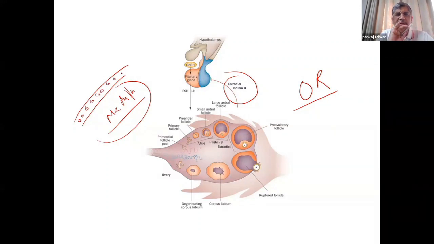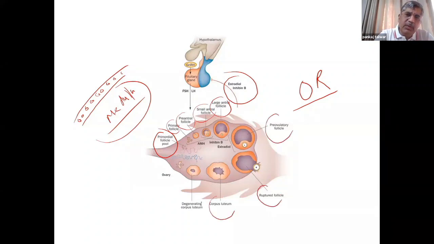They are at different ages of growth. So we have a primordial follicle, basically the oogonia. Then we have primary follicle, then pre-antral follicle, small antral follicle, large antral follicle. So confusing. Then we have pre-ovulatory follicle, then a ruptured follicle, a corpus luteum, and then the whole journey starts again.